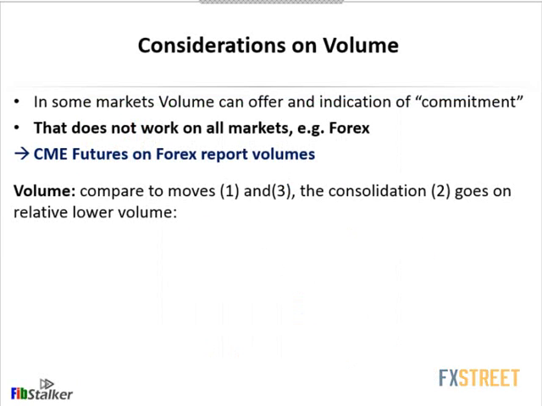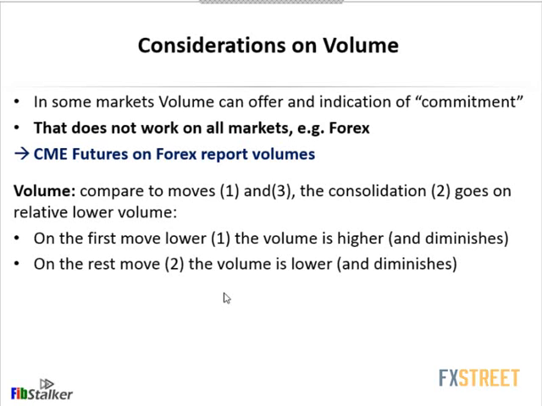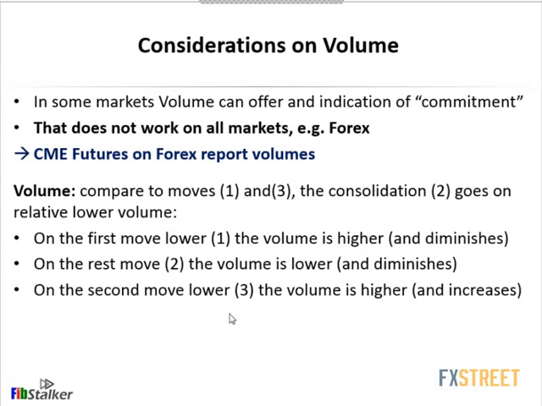So compared to volume in moves 1 and 3, the consolidation goes on relatively lower volume here. On the first move, in this specific example that I just showed you, the volume is higher and then diminishes. On the rest move, the consolidation move, the volume is lower and diminishes. And on the third move, the volume is higher and increases, and this is the textbook. This is what we would like to see.